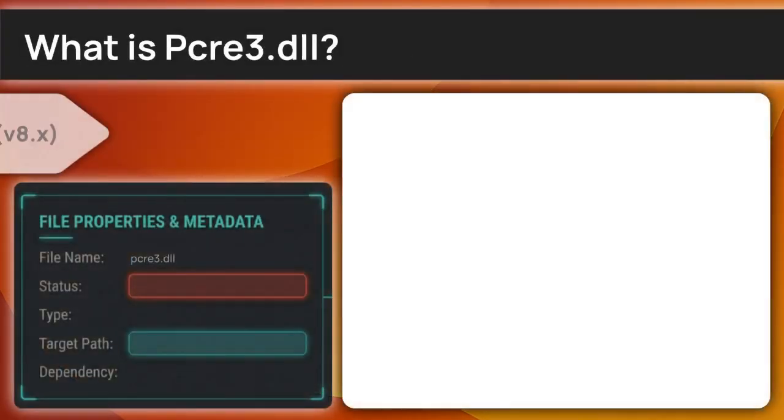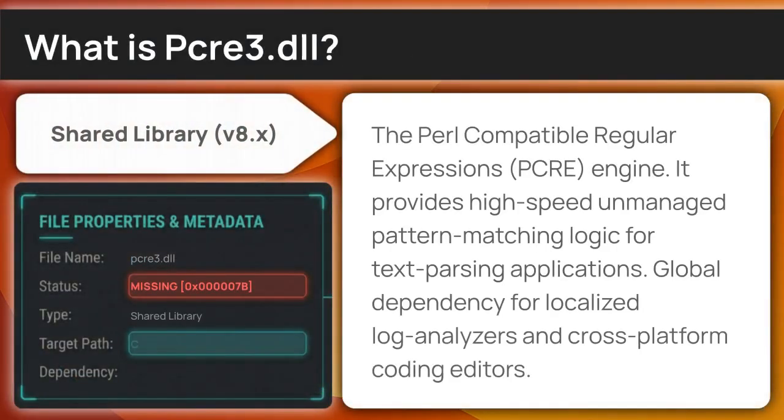This is the PCRE3 library, the Perl Compatible Regular Expressions PCRE engine. It provides high-speed, unmanaged pattern matching logic for text-parsing applications, global dependency for localized log analyzers, and cross-platform coding editors. With that context in mind, our first logical step is a clean reinstallation.